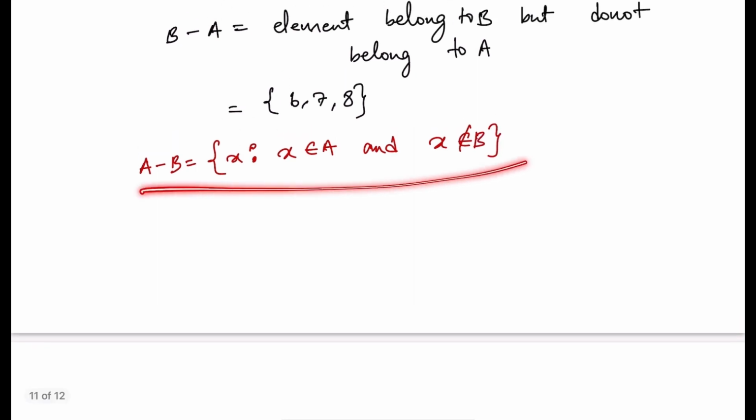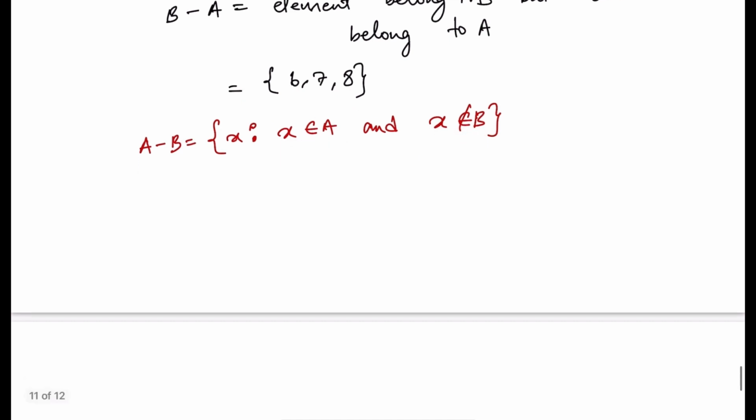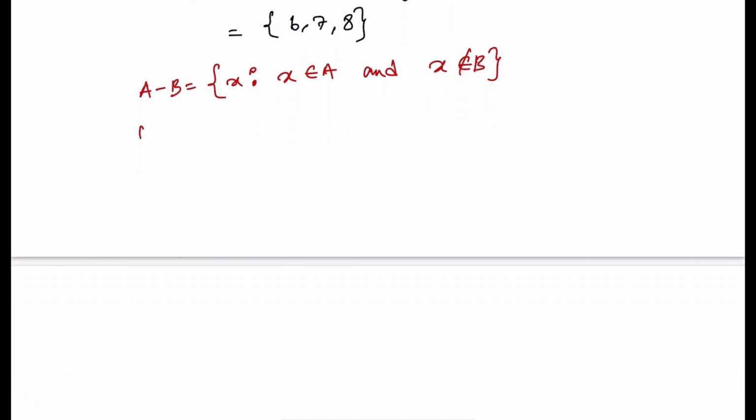This means that in this set only the elements that belong to A but do not belong to B will be there. That is why I have written x is an element of A minus B such that x belongs to A and x does not belong to B. Similarly, we can write B minus A. So what will be B minus A?